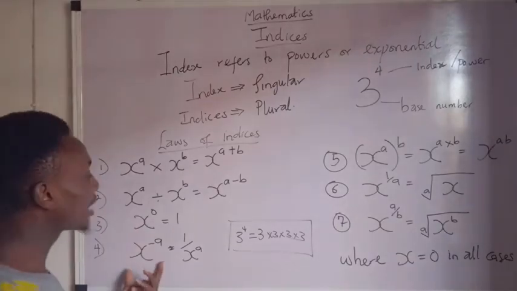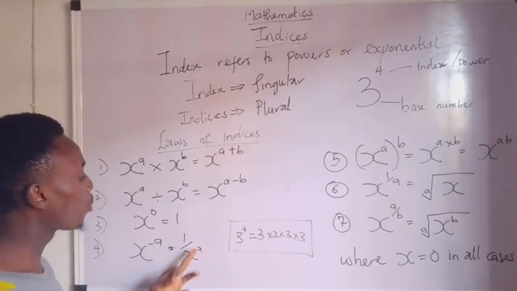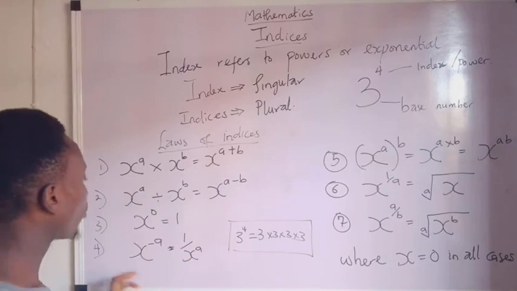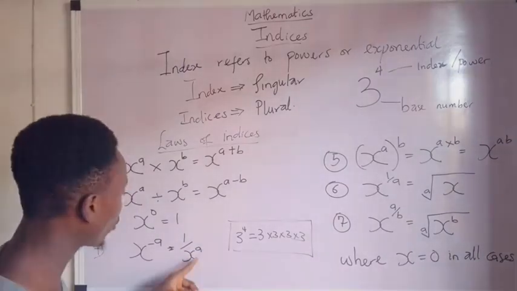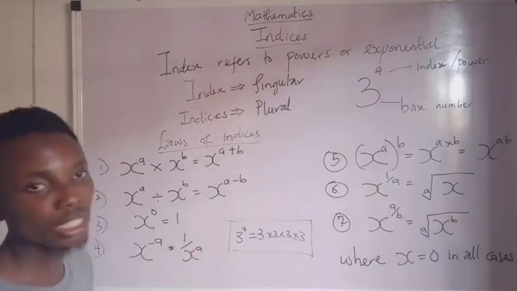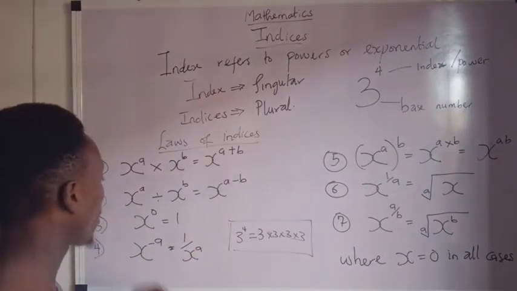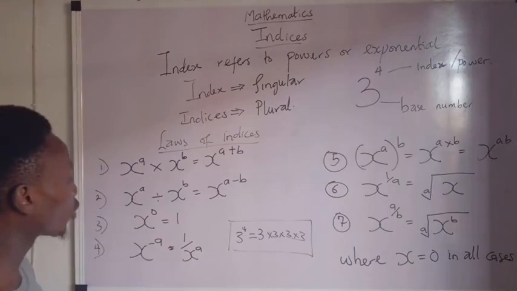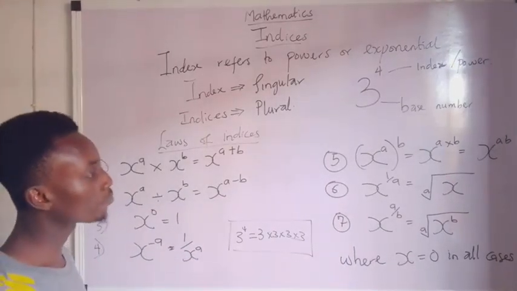And then when you have a negative power, you find the reciprocal of that same value. But by the time you find the reciprocal, you just have to remove the what? The negative power here. So x raised to power minus a will be equals to 1 over x raised to power a.